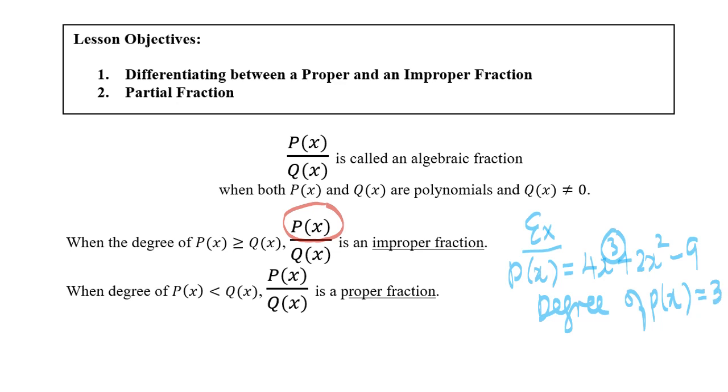So an improper fraction is when the degree of your p of x, which is the numerator, is the same as or more than the degree of your denominator. A proper fraction is when the degree of your numerator is strictly less than the degree of the denominator.